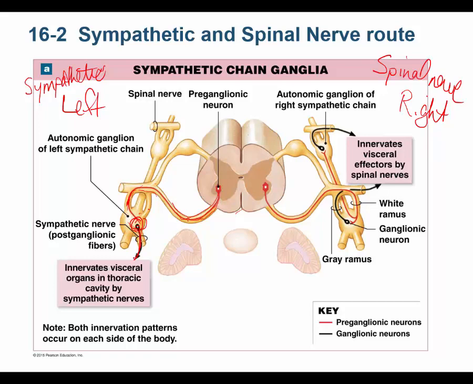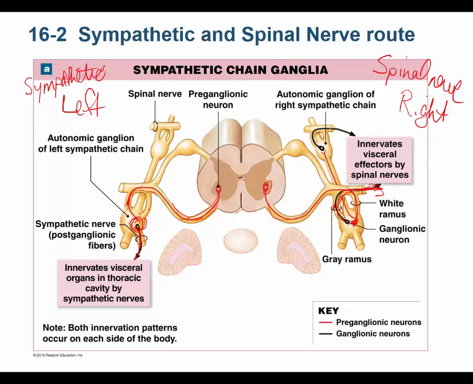Okay, now let's look at the spinal nerve route. Similarly, the preganglionic neuron leaves through this ventral root. It goes through the white ramus communicantes. It synapses with the postganglionic neuron right here, and the postganglionic neuron leaves through the spinal nerve. This is the gray ramus communicantes, but it rejoins with the spinal nerve, and it goes to its effector organ or gland through the spinal nerve.